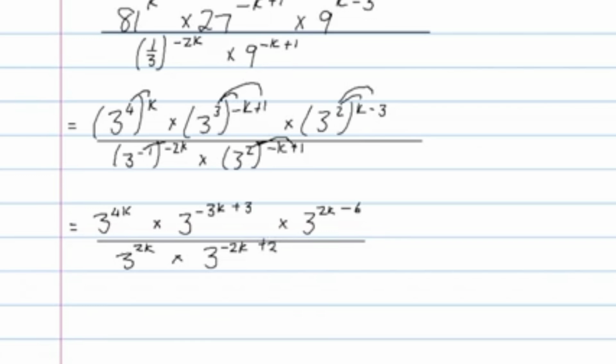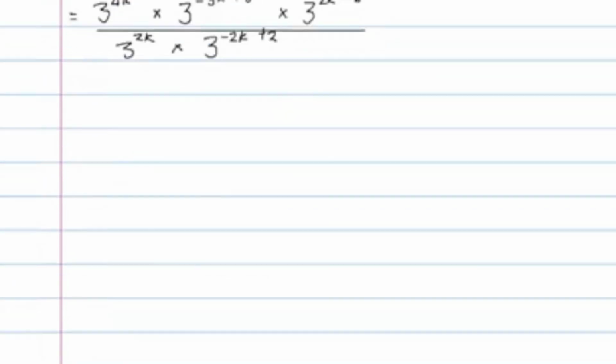Then we go to the numerator. We see that in the numerator we're having three numbers with the same base, and then they are multiplying themselves. So what we're gonna do, we take the same base. If the numbers are multiplying, we take one base and then you add the exponents. 4k plus negative 3k plus 3 plus 2k minus 6.